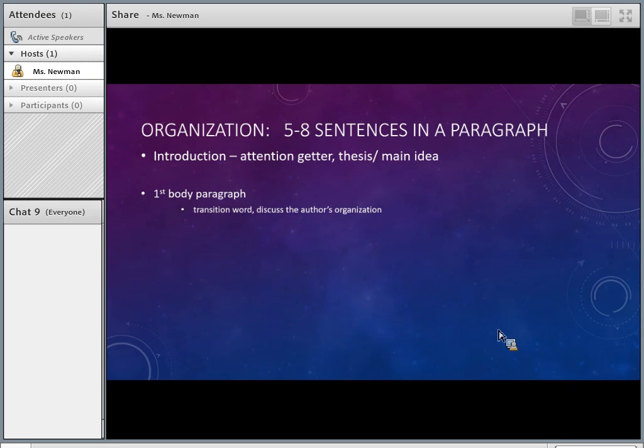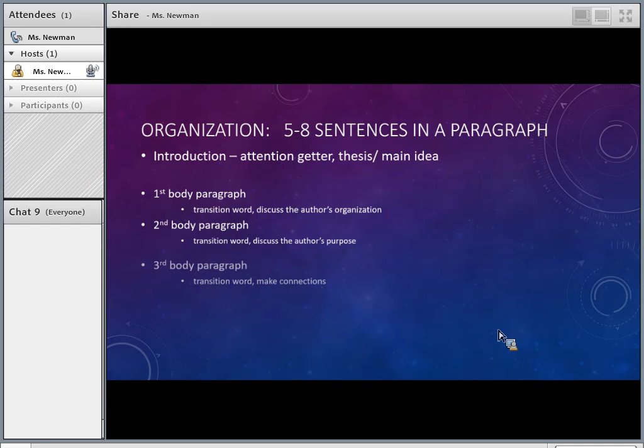Your first body paragraph, you're going to start with a transition word, and we'll look at those. And then you're going to discuss the author's organization. And remember, if you've gone through the steps of the project, you already have a good paragraph ready to go. So you can probably just use that in your essay. You want to make sure it all works well together, but that would be a great starting point if you've already written that paragraph. The second body paragraph, you start with a transition word, and then you're going to discuss the author's purpose, as you already did on one of the days. The third body paragraph, start with a transition word, and then discuss the connections you made.